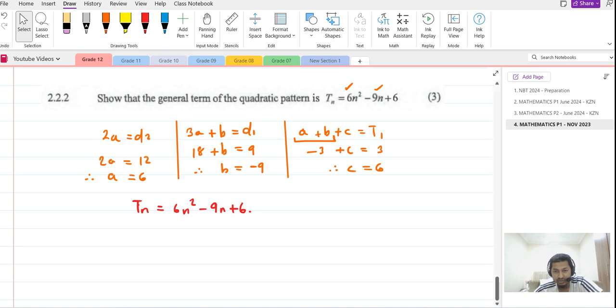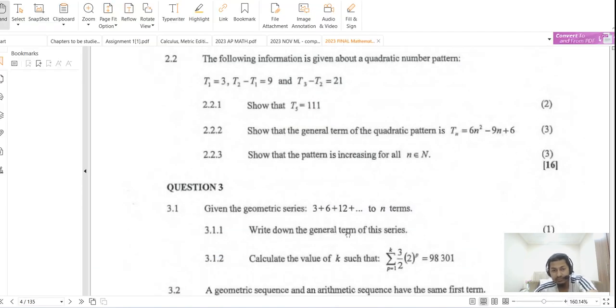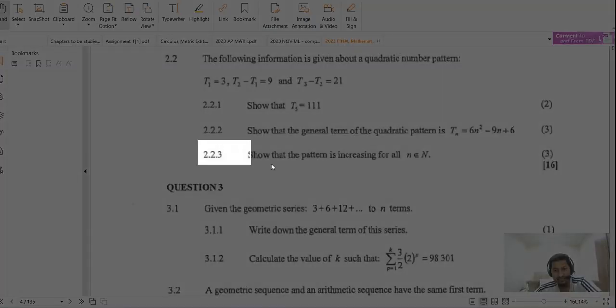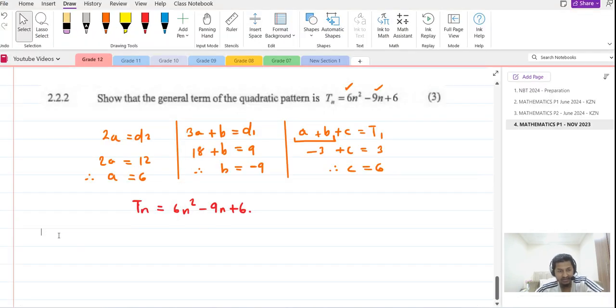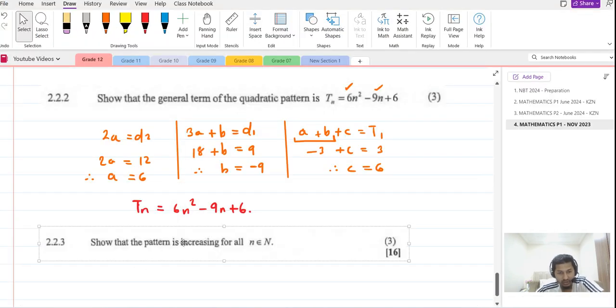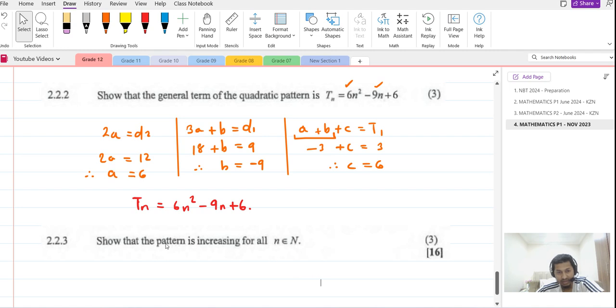Moving on to the next question. Very nice question, right? See what they said. Show that the pattern is increasing for all n is an element of natural numbers. Now how do you show that the pattern is increasing?